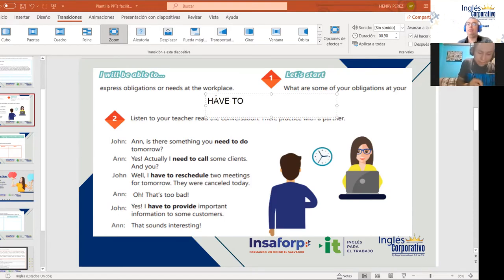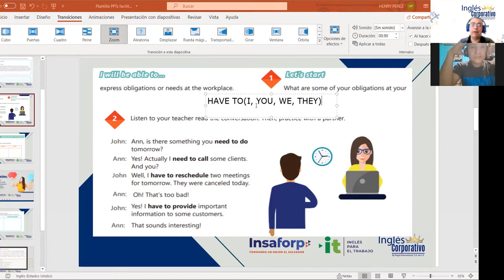Yo tengo que. Para ayudarte más, te voy a poner algo extra. Cuando pones I, escribe esto en tu cuadernito: I, you, we, they. Cuando tú utilizas estos, vas a utilizar el have to. Incluso cuando estás hablando de alguien más, you, tú, ¿verdad? You have to. O en plural, ustedes tienen que, you have to. Nosotros, we have to. Ellos, they have to.